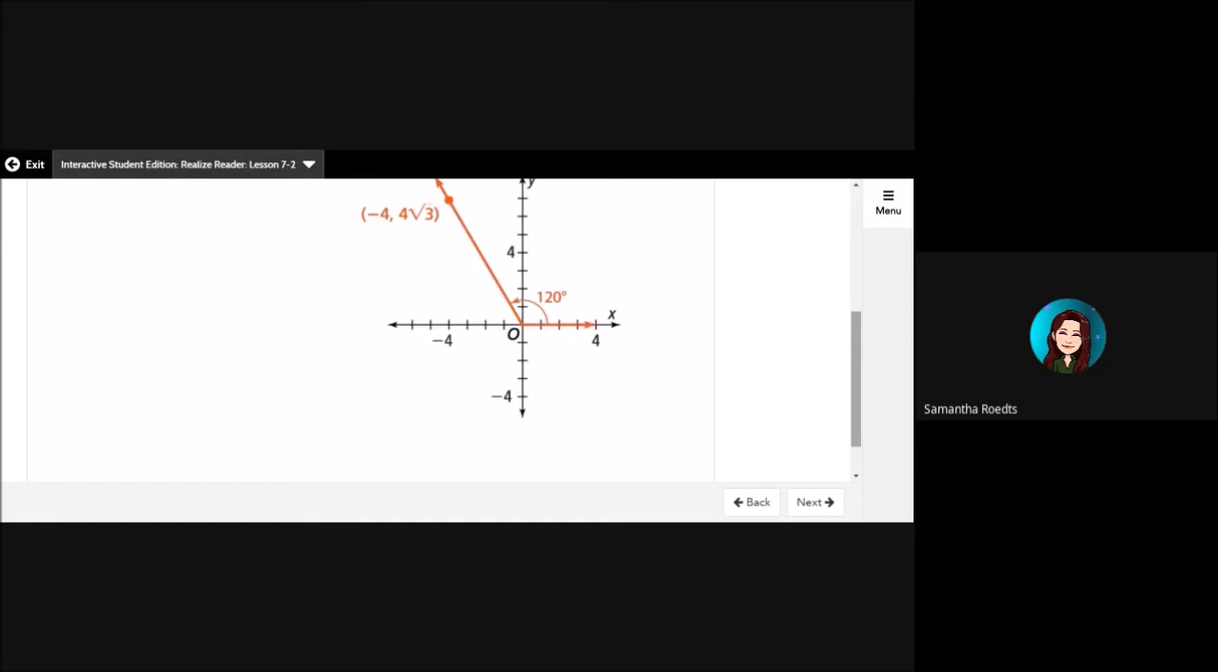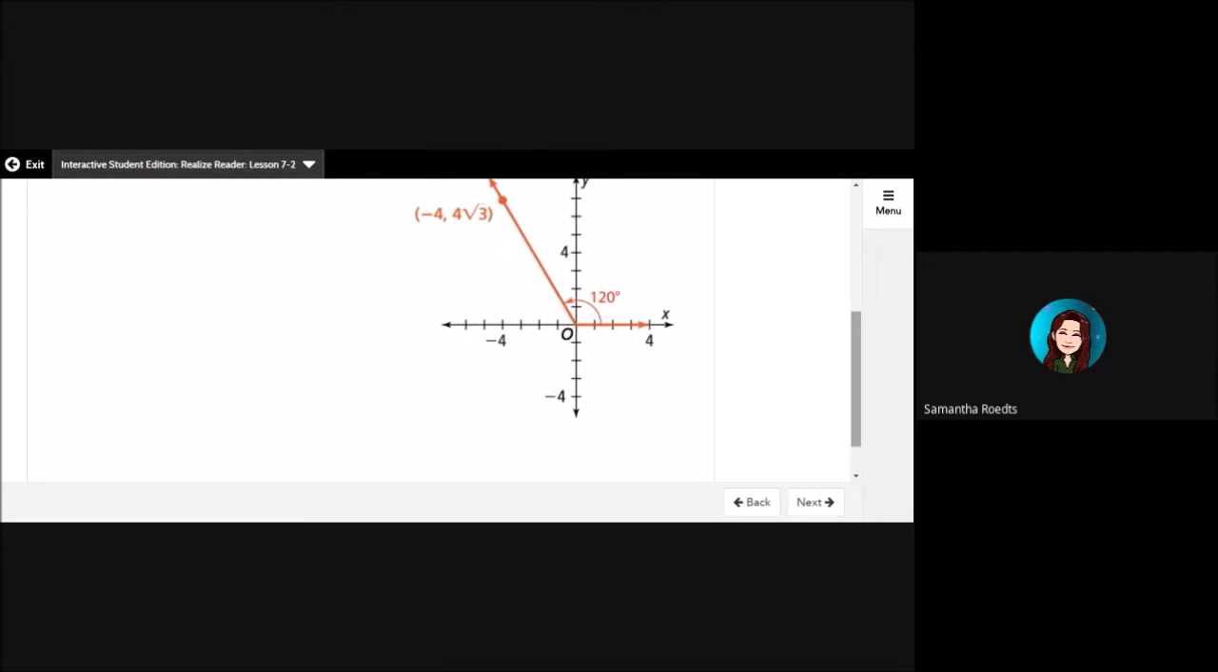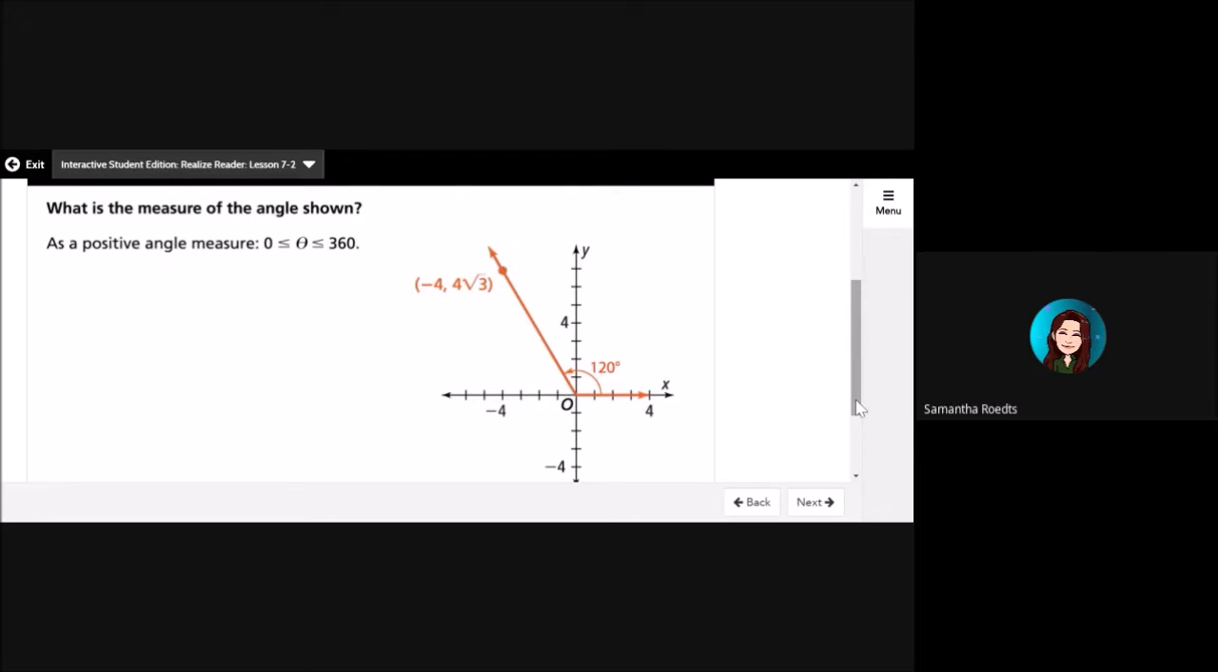An angle in standard position can have its measure described in different ways. It can be described as a positive angle measure. The angle is between 0 and 360. The angle shown is 120 degrees as a positive angle measure. It can also be described as a negative angle measure. The angle is between negative 360 and 0. The angle shown is negative 240 degrees as a negative angle measure.